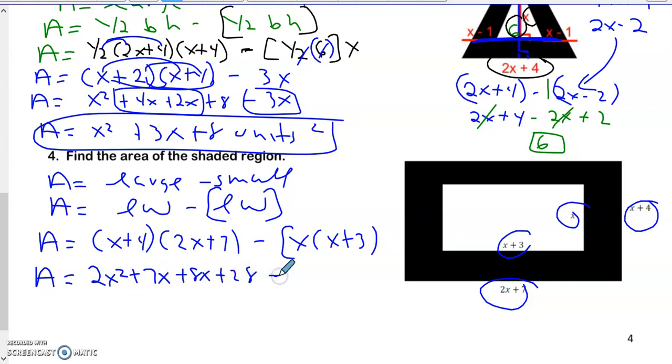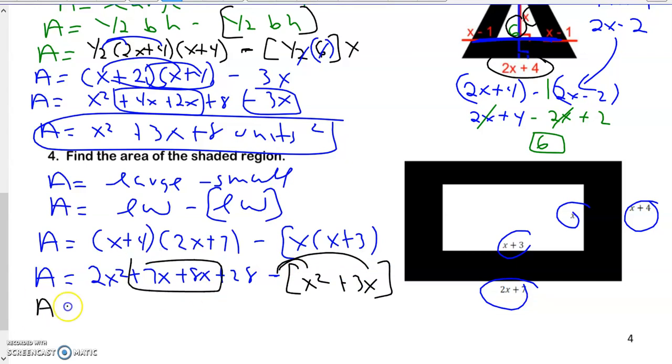Then I'm going to put this in parentheses. We want to keep it in this bracket. So we get x squared plus 3x. I want to keep it that way so that now I have to distribute. So I'm going to combine like terms, and then I'm going to distribute all at the same time. So that's going to get me a plus 15x plus 28 minus x squared minus 3x.